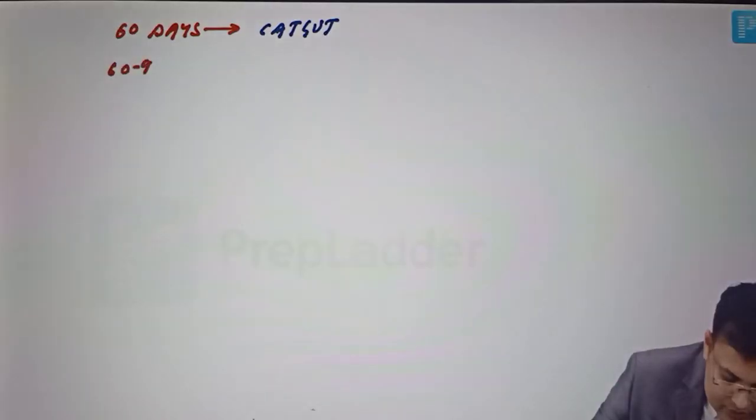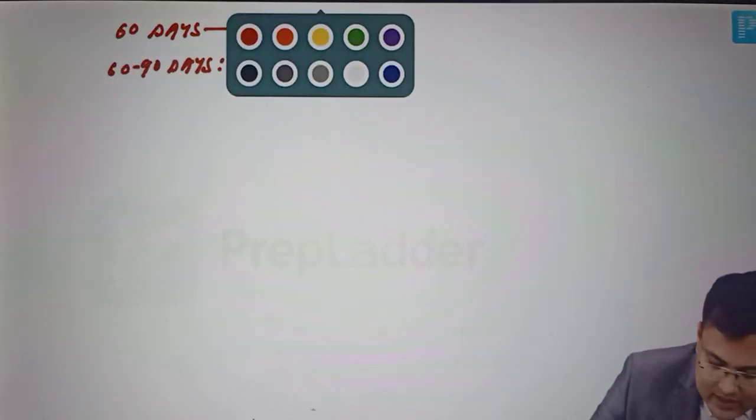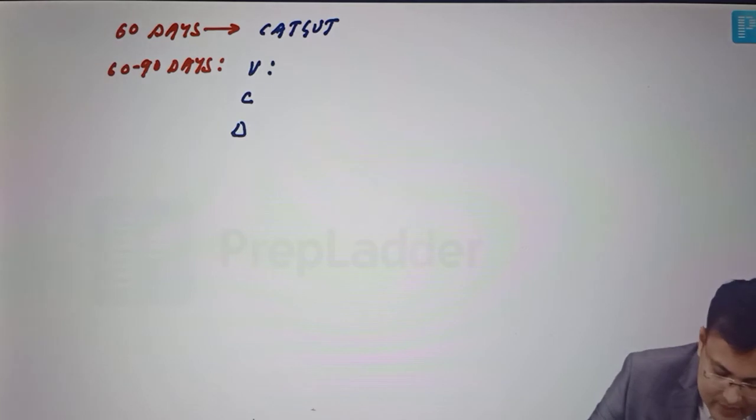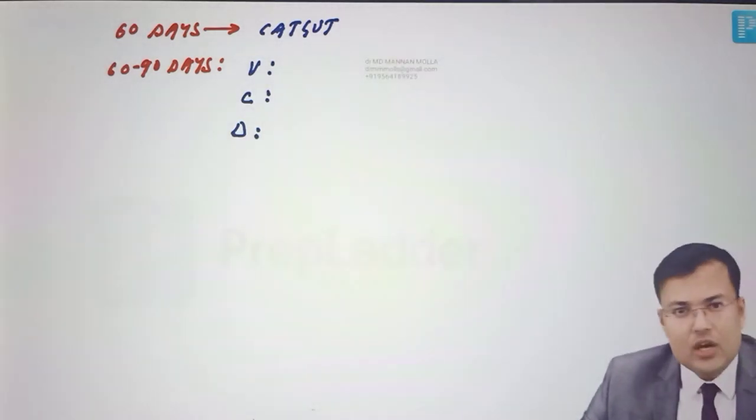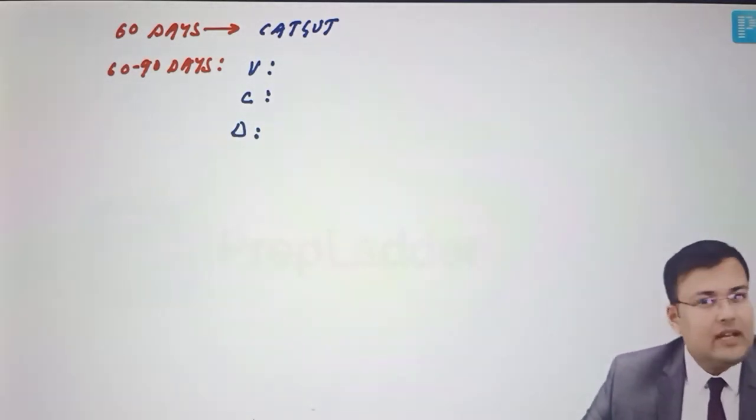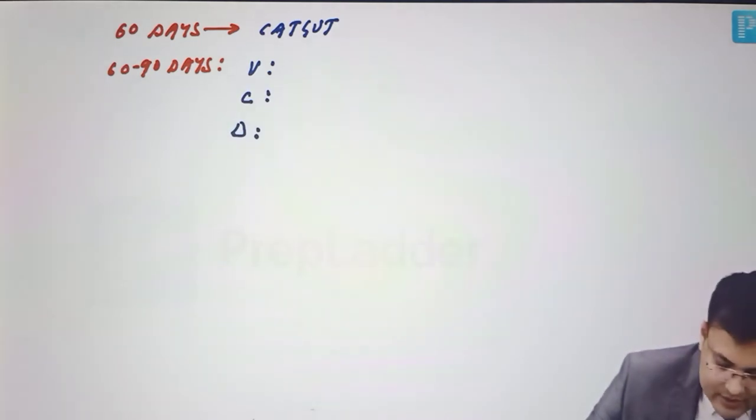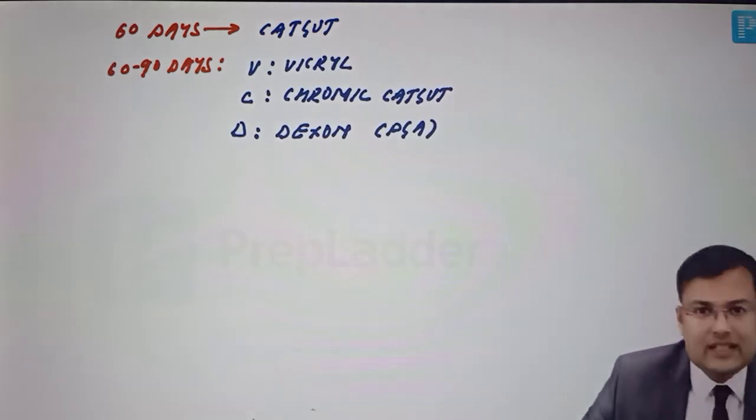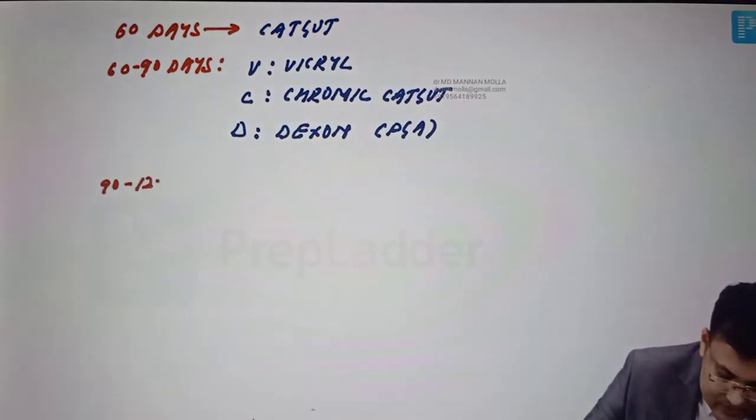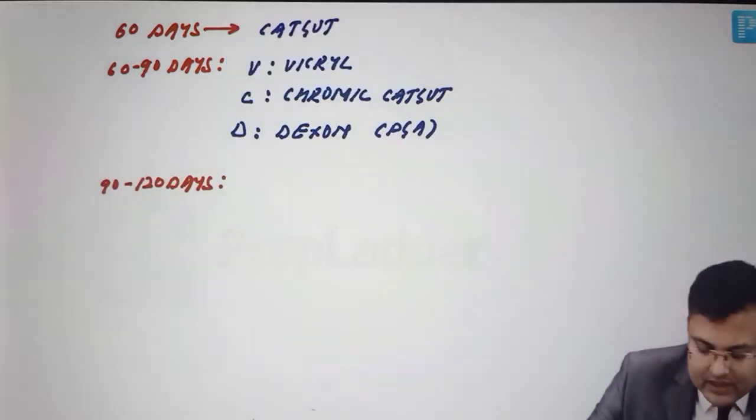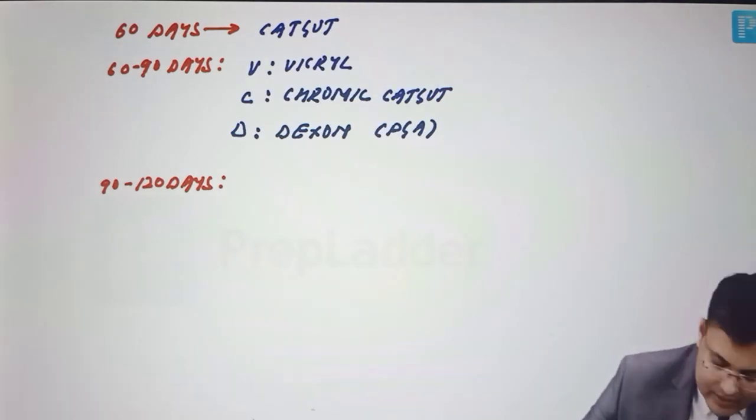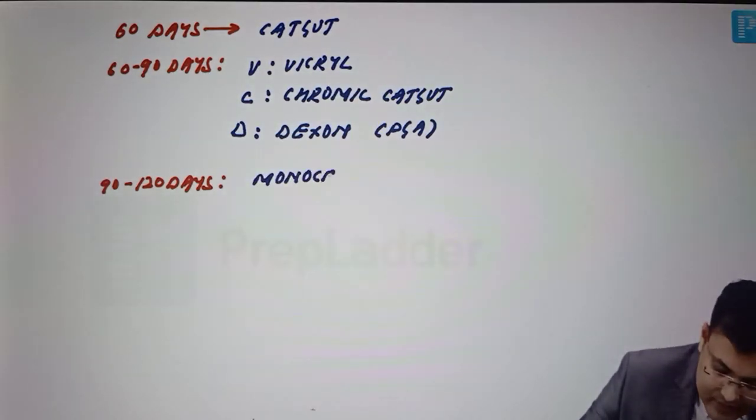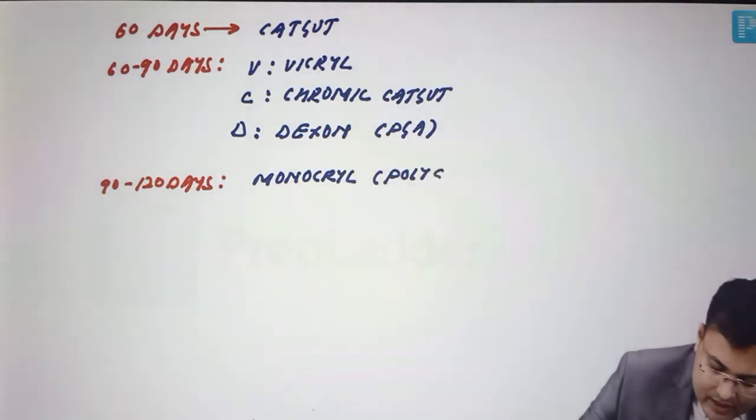Second is 60 to 90 days. The sutures which are absorbed in 60 to 90 days, the mnemonic is VCD. V is Vicryl, C is chromic catgut, and D is Dexon, and the other name of Dexon is polyglycolic acid. Then 90 to 120 days. Clear? We discussed Monocryl, also known as poliglecaprone.